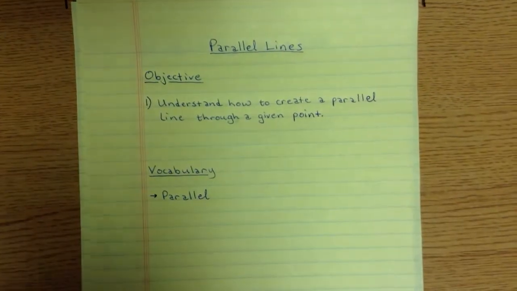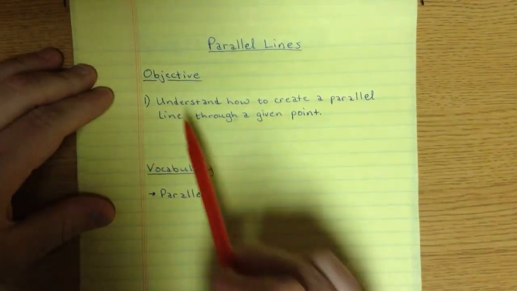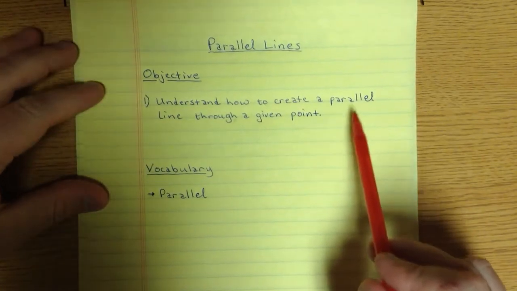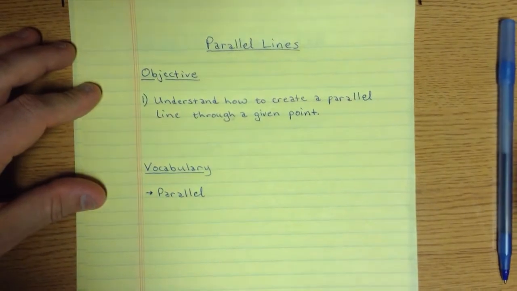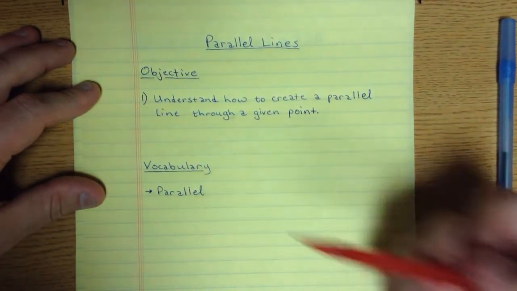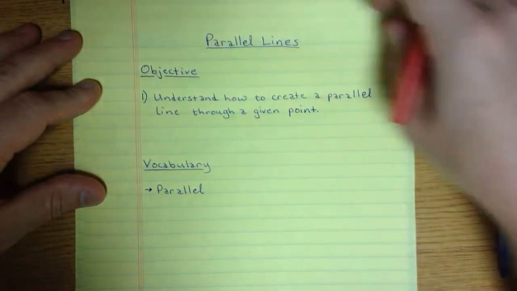In this lesson, we're going to be looking at parallel lines. Our objective: understand how to create a parallel line through a given point. Our vocabulary, if you don't already have this word, would be parallel. Please get that down if you haven't already.